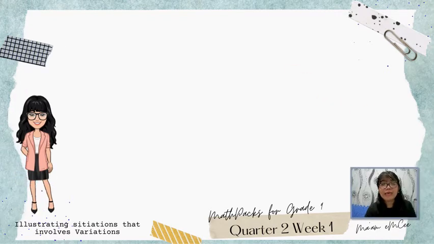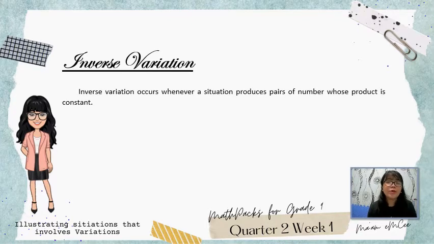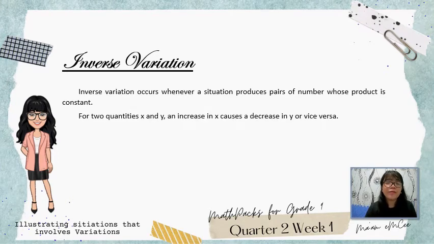Now let us have the second type of variation, the inverse variation. Inverse variation occurs whenever a situation produces pairs of numbers whose product is constant. So for two quantities x and y, an increase in x causes a decrease in y or vice versa. So this is different from the direct variation because here in inverse variation, as the x variable increases, the y variable decreases. So they are opposite. So whatever happens to the first variable, it's the opposite sa second variable. So that is for your inverse variation.